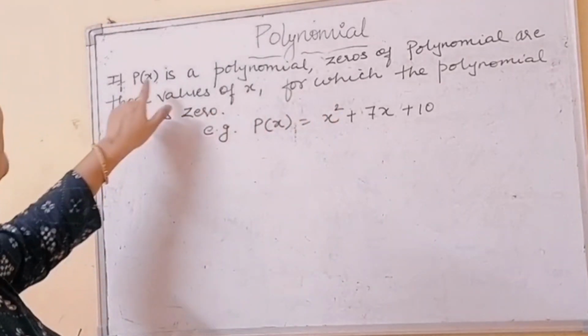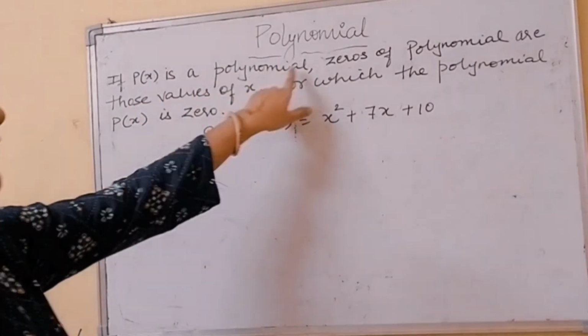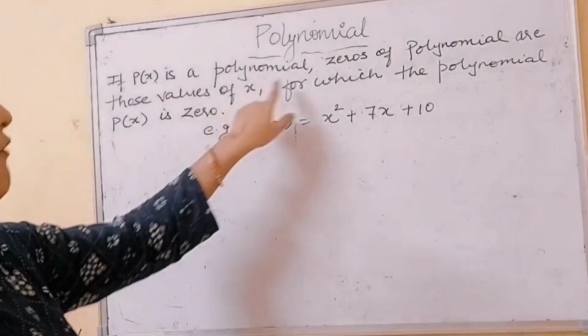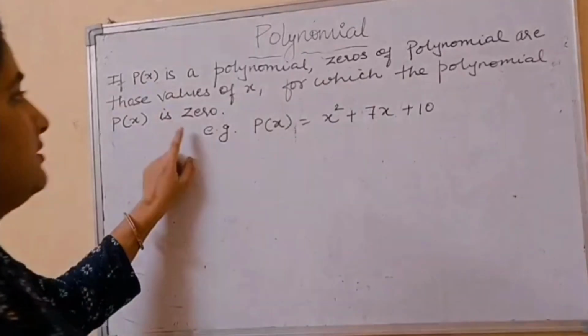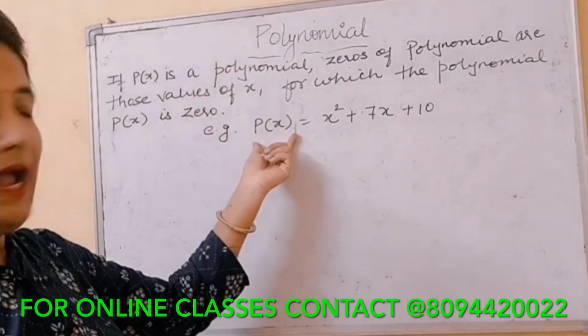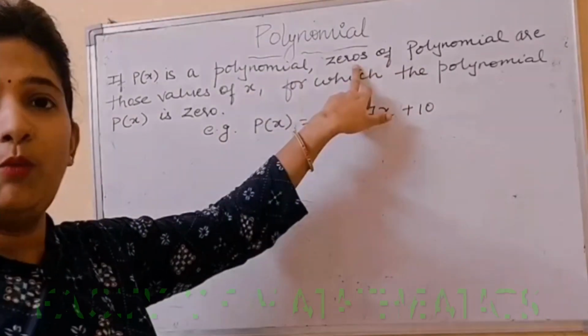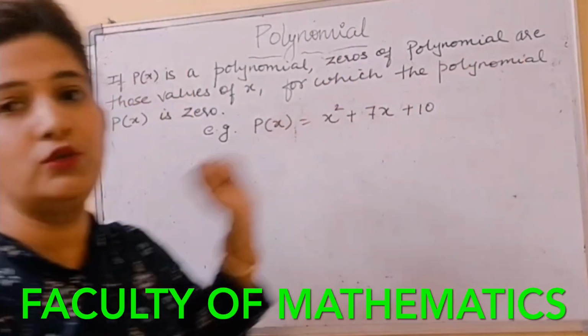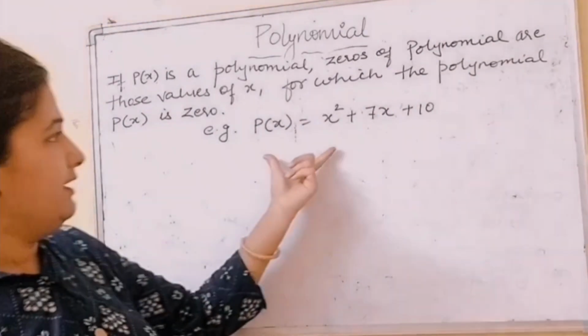If p(x) is a polynomial, then the zeros of the polynomial are those values of x for which the polynomial is 0. What I mean is that if I am given a polynomial p(x) and I need to find the zeros of the polynomial, then to find the zeros I need to put the polynomial equal to 0. So I have taken an example.